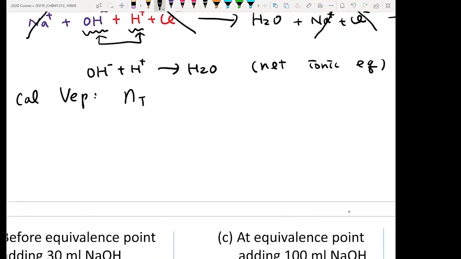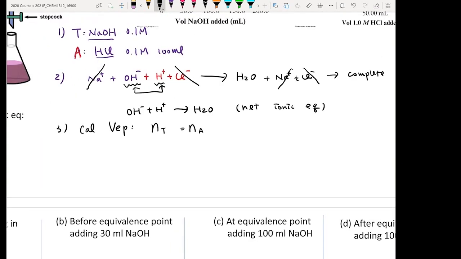Number of moles of titrant is going to equal the number of moles of your analyte. Our titrant is sodium hydroxide. We don't know the volume, how much sodium hydroxide I should add into my analyte so that it will reach the equivalence point. But the number of moles of analyte is actually well known, right? Because you know it's 0.1 M, 100 ml. So the number of moles of your analyte is just equal to the concentration of your analyte times the volume of your analyte, right?